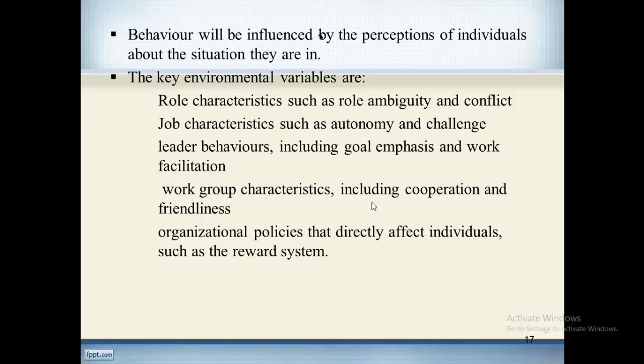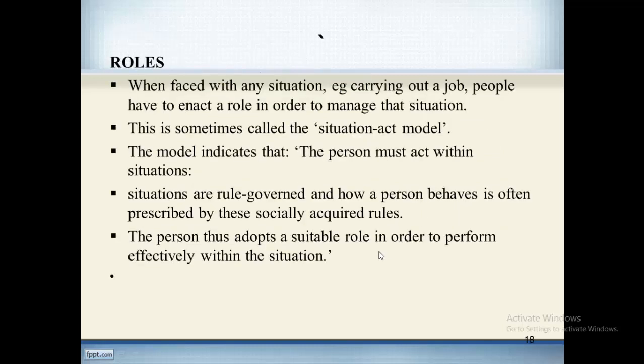Similarly, the behavior at work is influenced by work group characteristics, whether the colleagues working with them are cooperative and friendly or not. If they are not friendly, they do not have good behavior, they are not cooperative, then in such a situation it will develop different types of psychological problems for that particular employee.